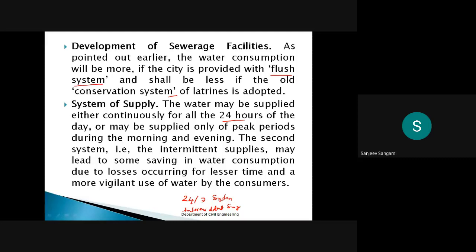The second system, the intermittent system, may lead to some saving of water consumption, due to losses occurring over a lesser time and more vigilant use of water by the consumers. Means if you are using intermittent supply, normally the usage will be very less. Here it will be more. But this can be changed in reverse if you are using metering systems.